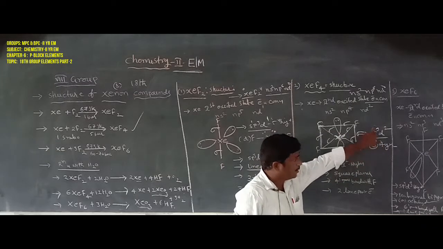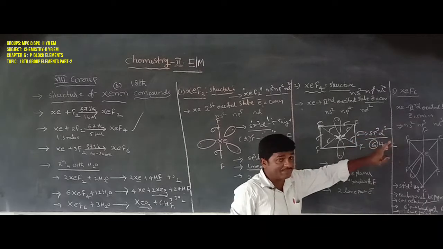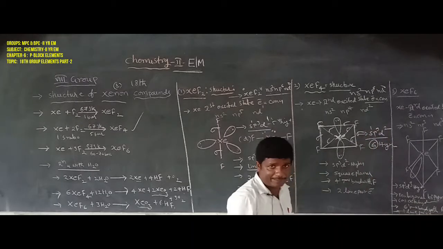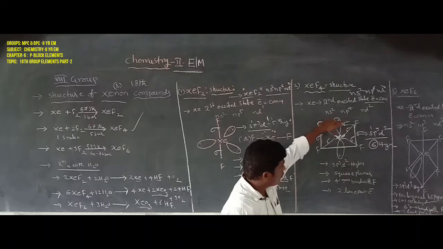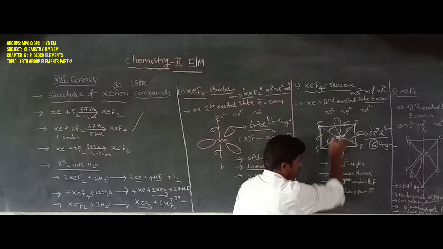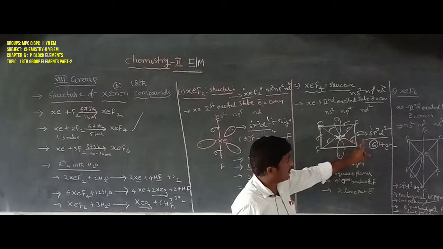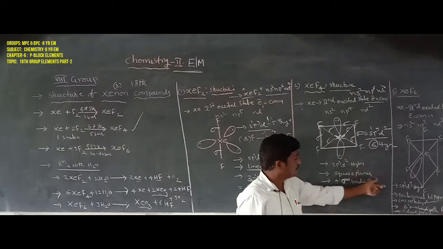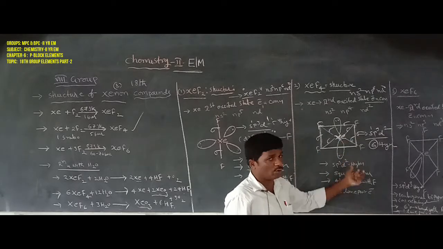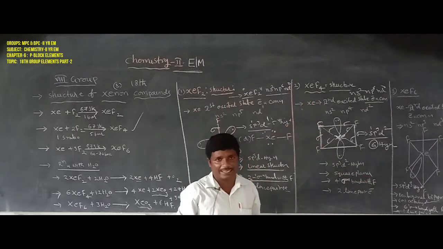One s orbital, 3 p orbitals, and 2 d orbitals form 6 hybrid orbitals: 1 plus 3 is 4, plus 2 is 6 hybrid orbitals. Of the 6 hybrid orbitals, 4 are bond pair electrons with the fluorine atoms, forming 4 sigma bonds. The remaining 2 are lone pair electrons, so the 6 hybrid orbitals form the square planar structure. There are 4 sigma bonds and 2 lone pairs. That is the structure of xenon tetrafluoride.